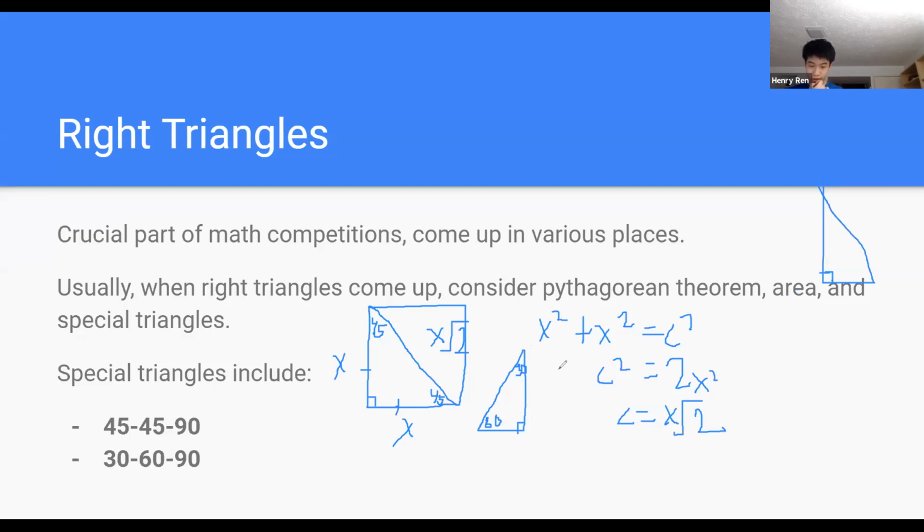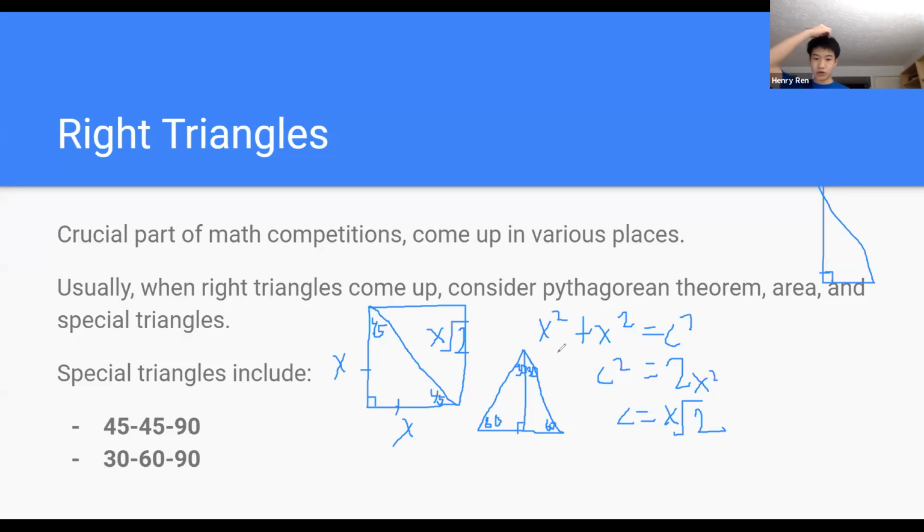All right, this is different. Why is this? Let's see. If I were to mirror this over that side, note that I would have another 30, 60, 90 triangle, and I would then create an equilateral triangle. So that's important to know.